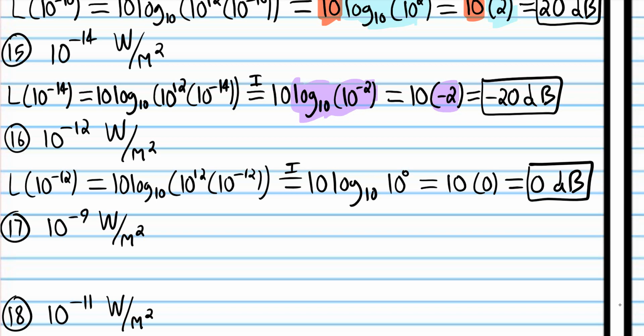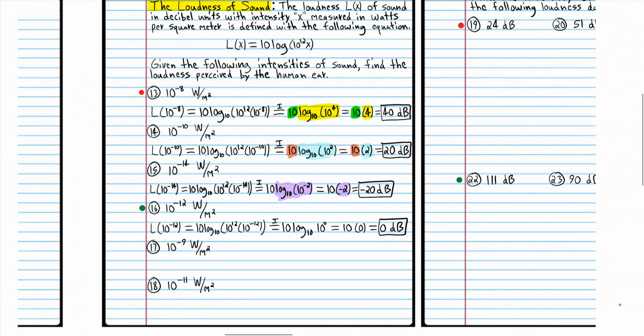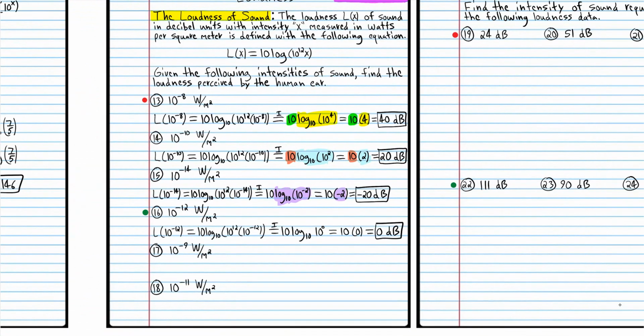So what does 0 decibels mean? It means that you can't hear the sound. It's right at that point where humans are able to hear but not hear. So if you got that right, excellent. Try number 17. When you come back, we'll do it together.